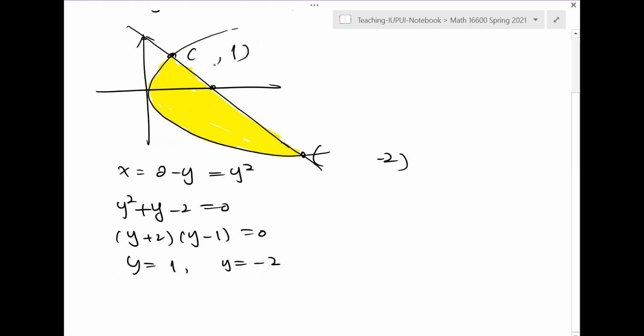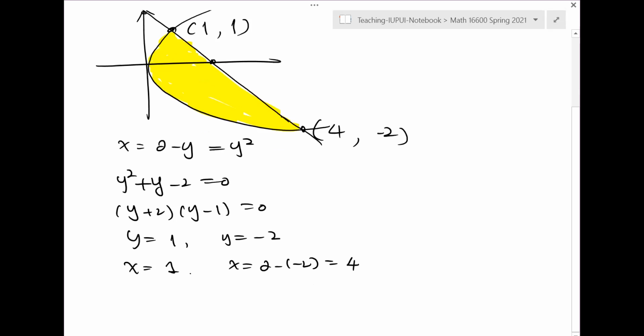Then you determine the x coordinate. x is 2 minus 1, which is 1. So that would be 1. And x is 2 minus negative 2, which is 4. So you got 2 points. Okay, so we have done the preparation. Now, the question is how to find the x bar and the y bar.